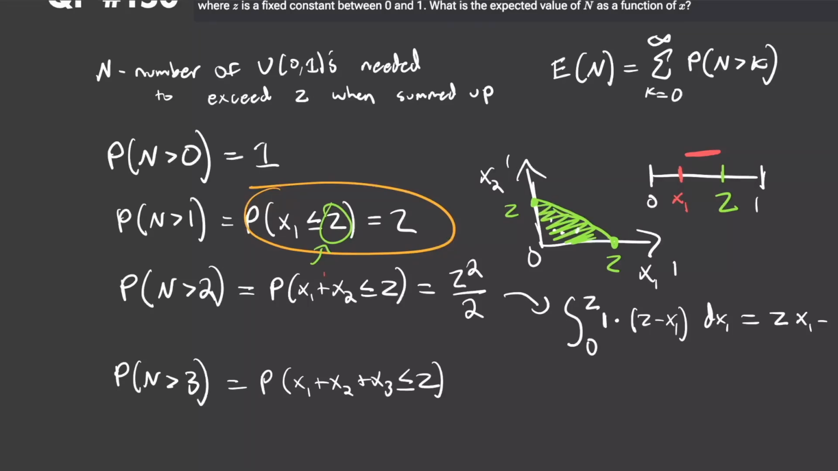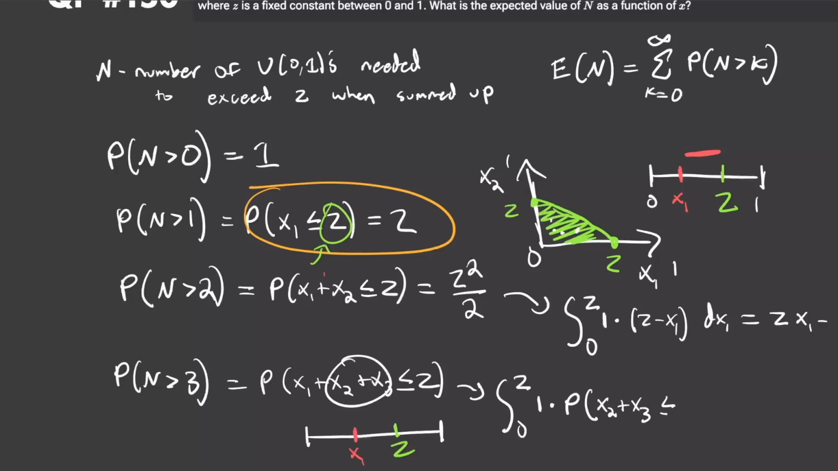Well, again, we can do the exact same thing that we did before. We can first condition on the first uniform random variable that we put down. So let's say x1 goes right here. We integrate over all the possible values that x1 can take such that this is true, right? So from 0 to z, I take the probability of x1 occurring at that point, which has density 1, and I multiply that by the probability that now x2 plus x3 is going to be less than this difference right here, this difference between z and x1, where I'm integrating over all the possible values that x1 can take.